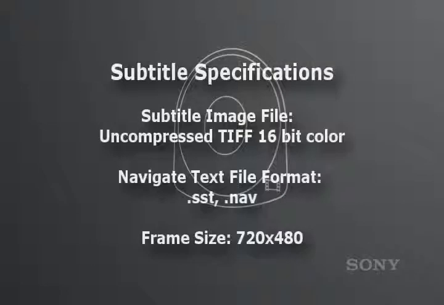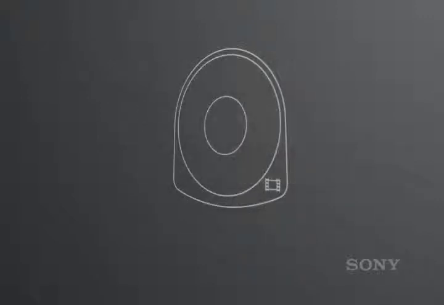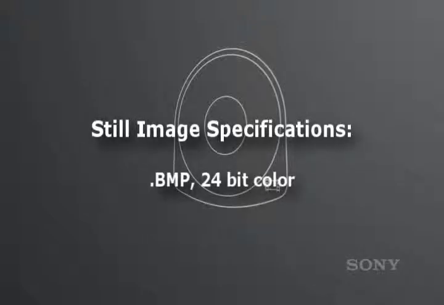You must create subtitles as uncompressed TIFF files at 16-bit color with a frame size of 720 by 480. You'll use the SST or NAV formats to write the navigation file for subtitles. And finally, you must save still images as .bmp files at 24-bit color.